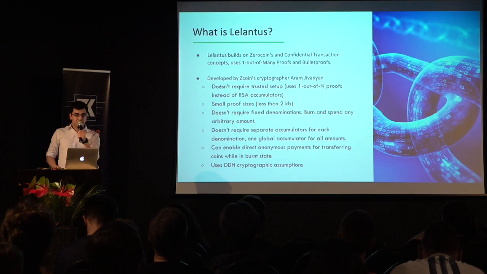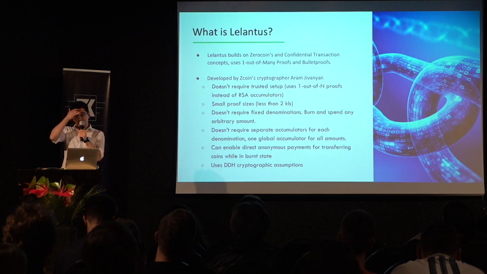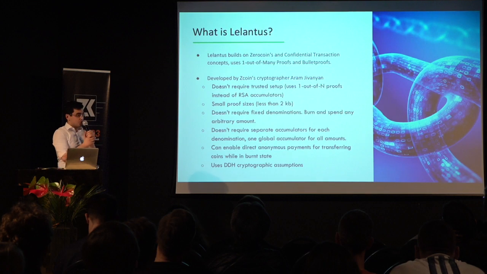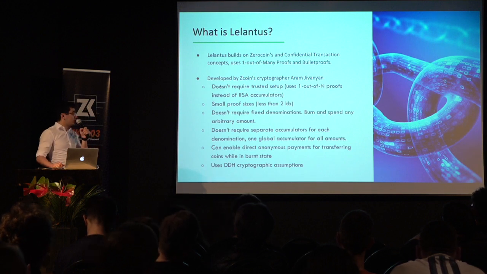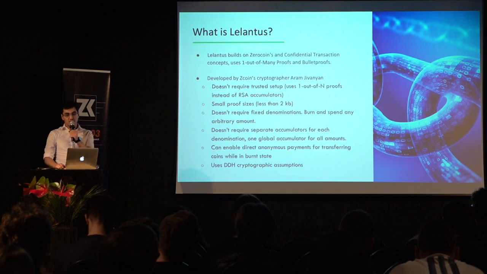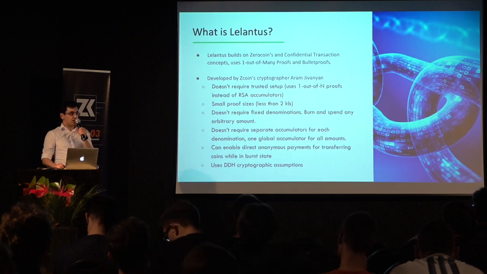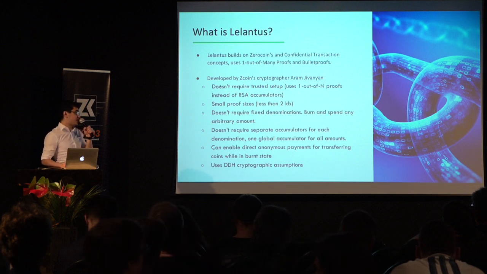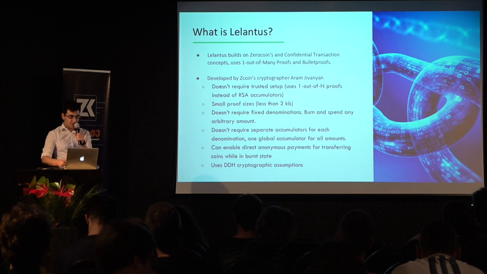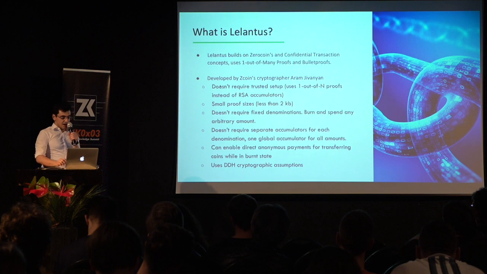But with Lilantus, we hope to fix all these functional constraints. It's a new protocol enabling fully confidential and anonymous transactions without requiring a trusted setup, relying solely on standard cryptographic assumptions, and ensuring that the transaction proofs are small, less than 2 kilobytes, and the verification is quite fast. We will see the numbers in the diagram.